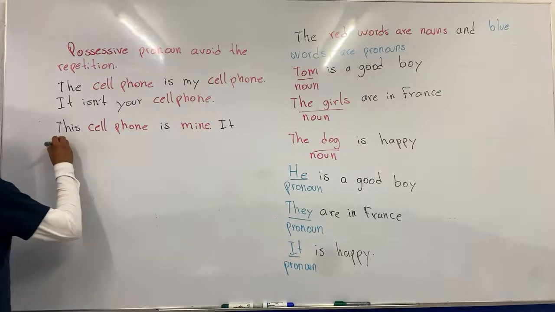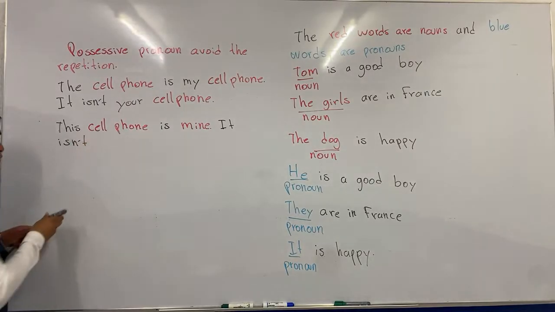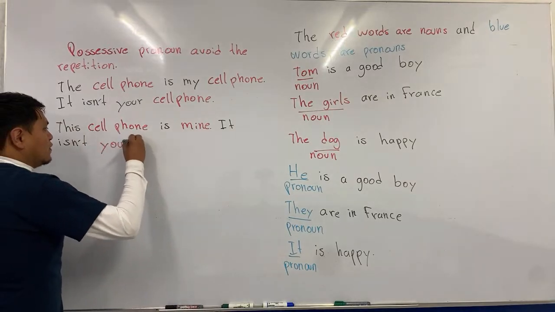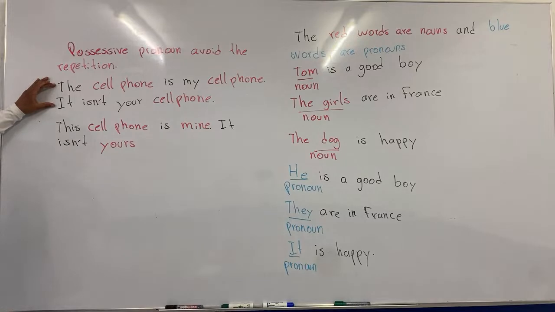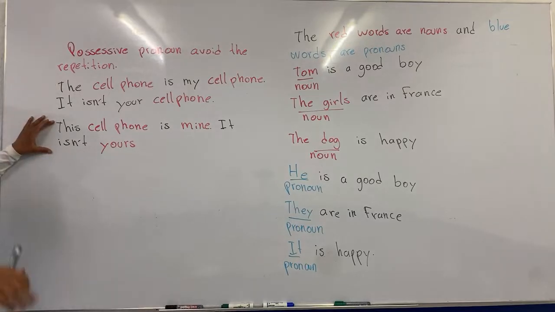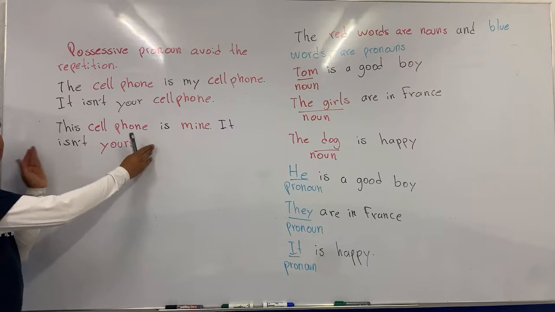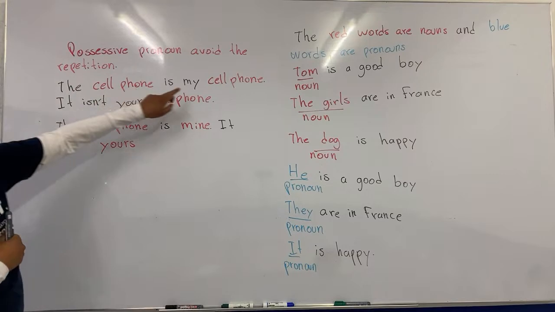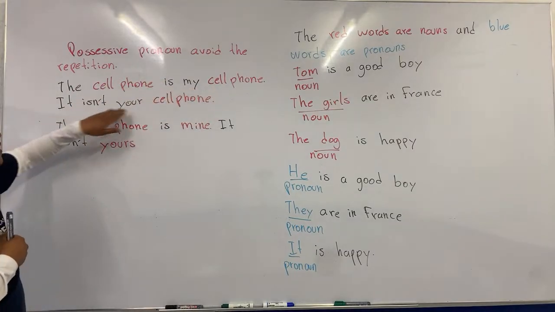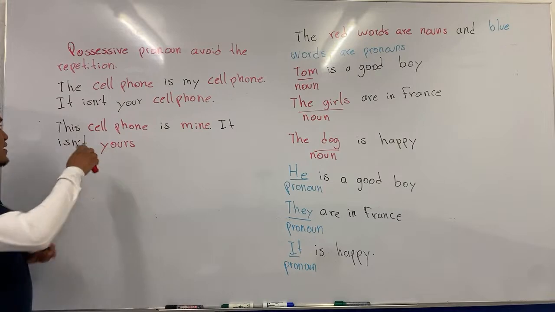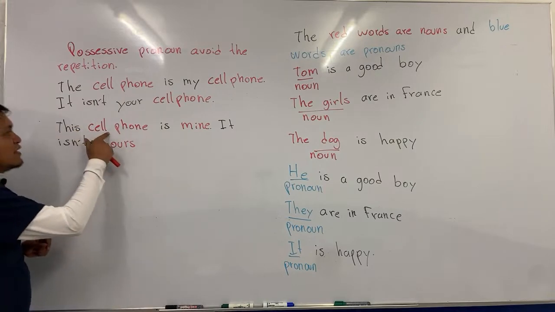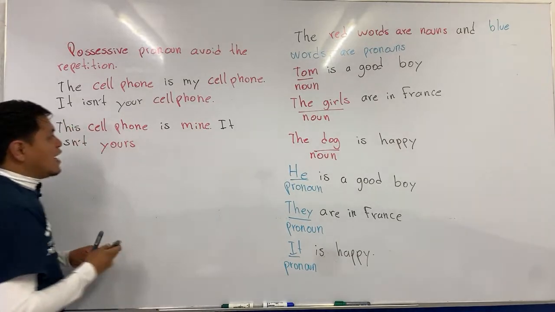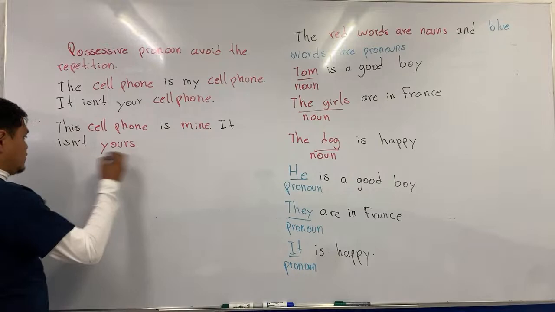Right? This sentence and this sentence are the same. Just in this case, we use possessive pronouns to avoid the repetition, right? The cell phone is my cell phone. It isn't your cell phone. And instead of this, the cell phone is mine. It isn't yours, right? Avoid repetitions.